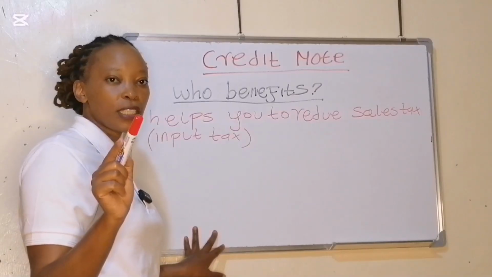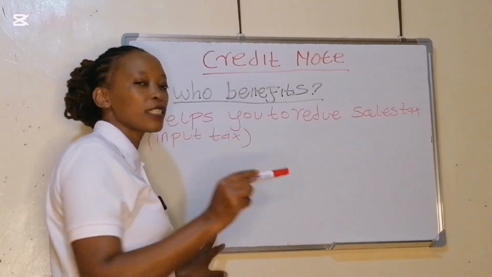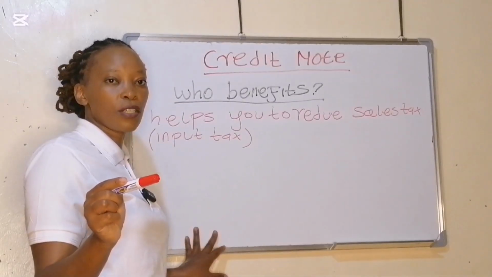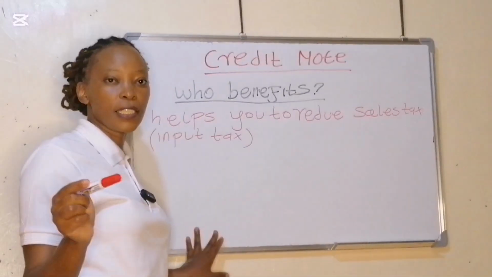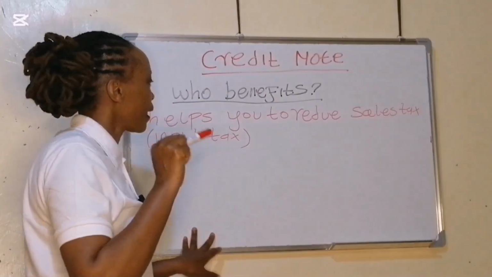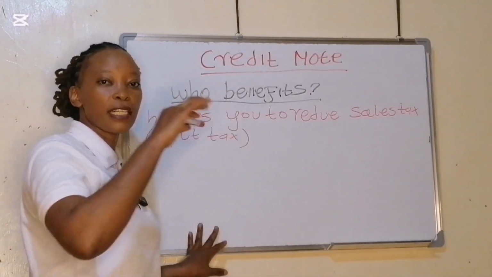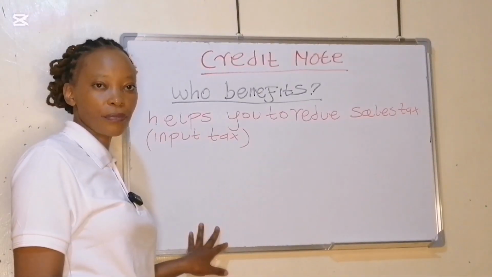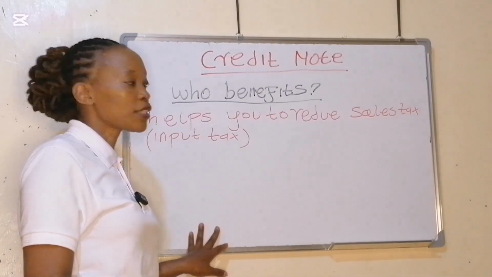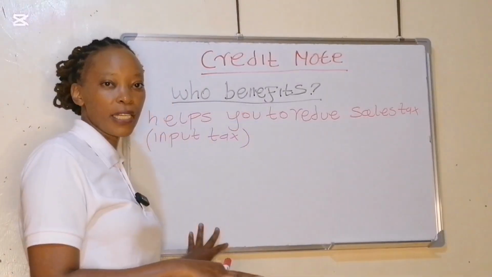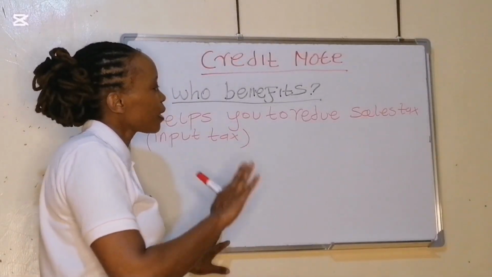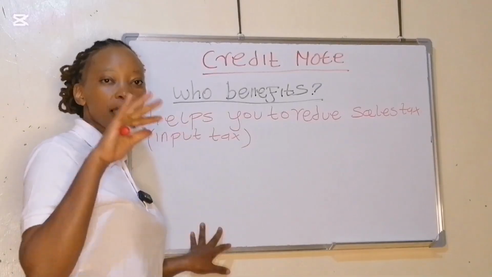Using the credit note will help you reduce the sales tax. For those who are registered for VAT, you are going to use a negative to record the credit note so that it can reduce sales tax. As you are recording the sales you have made, you use a negative so that you can reduce the sales tax.